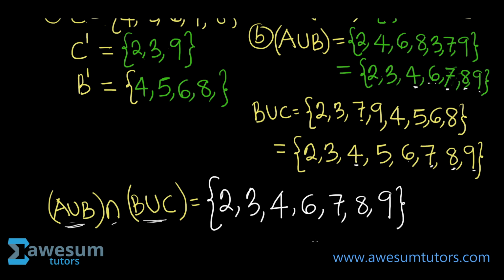So that is your final answer: 2, 3, 4, 6, 7, 8, 9. Take note, if you are writing a set, you always want to make sure that you put the braces. If you write your elements and then you put them inside this bracket, then you're going to be marked wrong. And also take note that you need to separate those elements by commas.